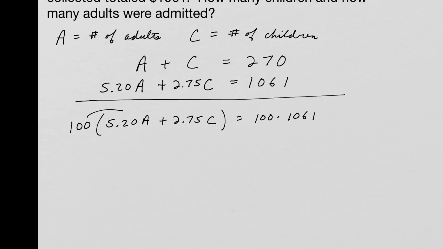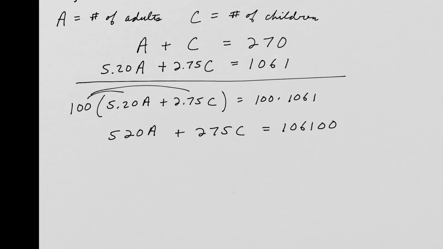So this becomes 520A plus 275C, right? If I multiply by 100, it's going to move that decimal place 2 places to the right, and that equals 106,100. Okay, it's really the same equation, it's just written in a different way, and it's not going to change the solution to that system. The other equation I can just write over again. Or actually, it was the original first equation, but I'll write it underneath. Right? It doesn't matter the order either.